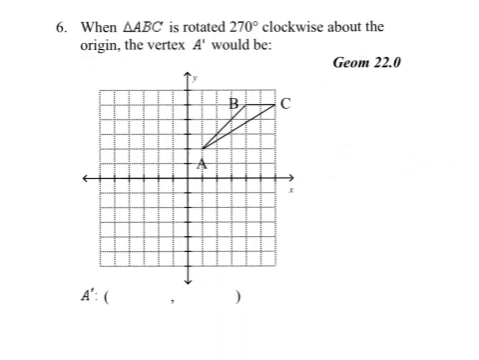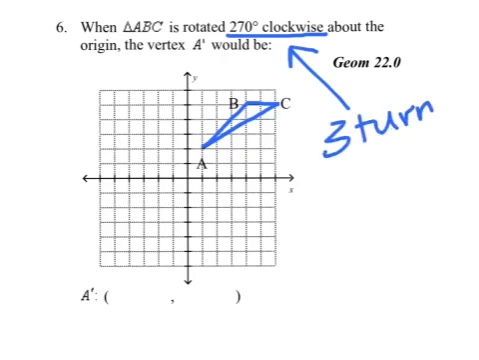This says when triangle ABC, that's this one, is rotated 270 degrees clockwise. That is 3 turns, and clockwise is to the right. About the origin, which is right in the middle, they want to know the new coordinates. So what you need to do is you actually need to turn your paper 3 turns and find out the new coordinates of vertex A.